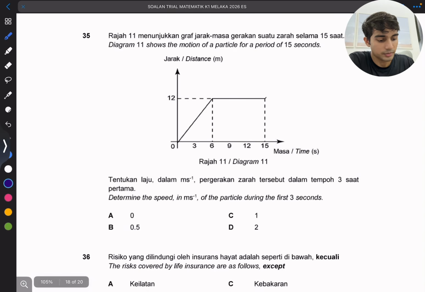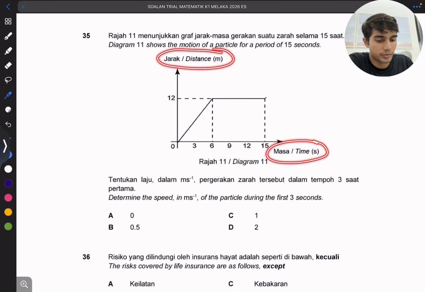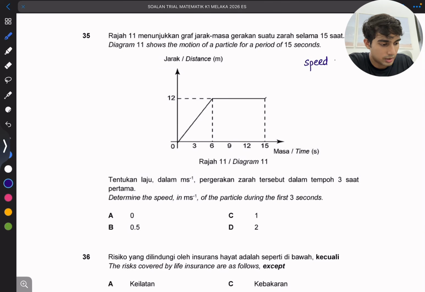35. Determine the speed of the particle during the first 3 seconds. So they want us to find the speed in the first 3 seconds. Right. So this is a distance time graph. In a distance time graph, you want to find speed. Speed is represented by the gradient. Okay. So from here to here, we have the same gradient, constant slope. So we just have to find this gradient to find the speed within the first 3 seconds. Because the speed from here until here is the same only.